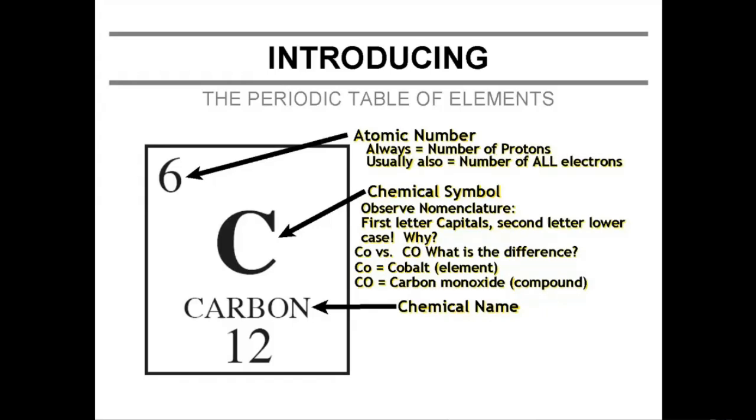It is also the number that usually counts all the electrons that reside on the shells of the atom. Remember, protons have a positive charge, electrons have a negative charge, and they need to balance each other out to make this whole thing neutral. So this is what the atomic number means. It's a little counter there.